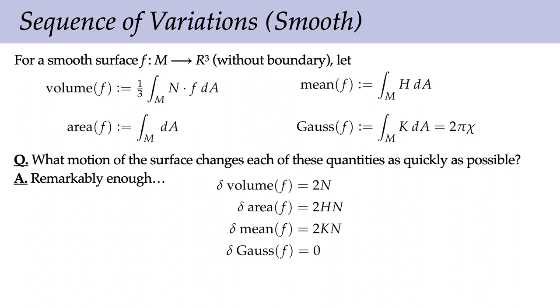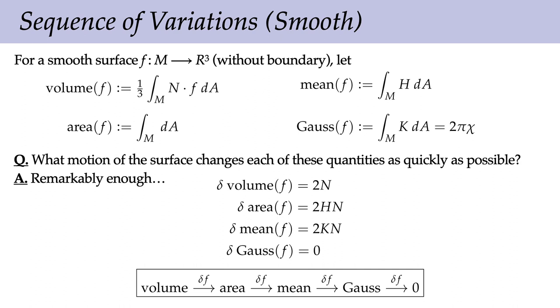Okay? So we get this chain of quantities where differentiating volume gives us area, differentiating area gives us mean curvature, differentiating mean curvature gives us Gaussian curvature, and that's where the story ends. Differentiating Gaussian curvature gives us zero. Let's see how this all works.